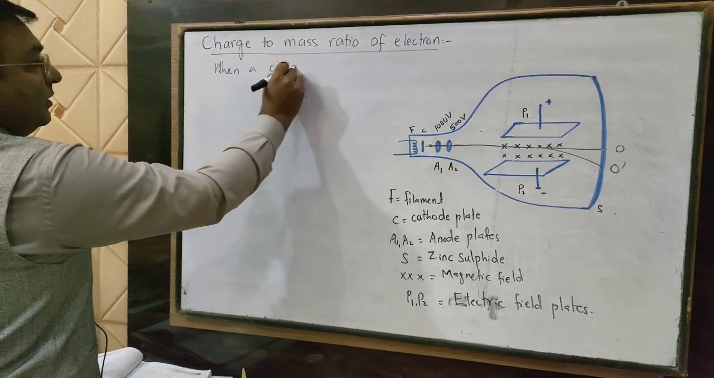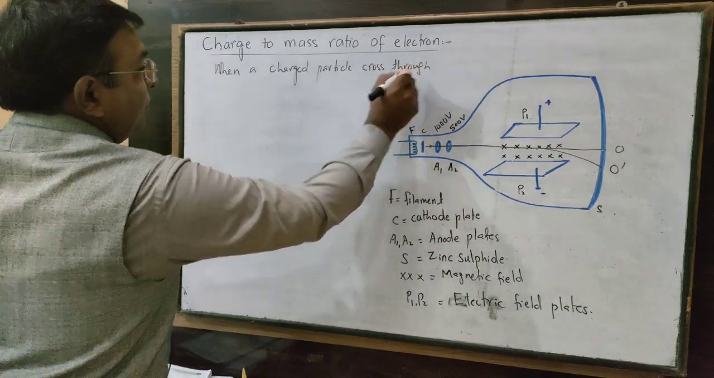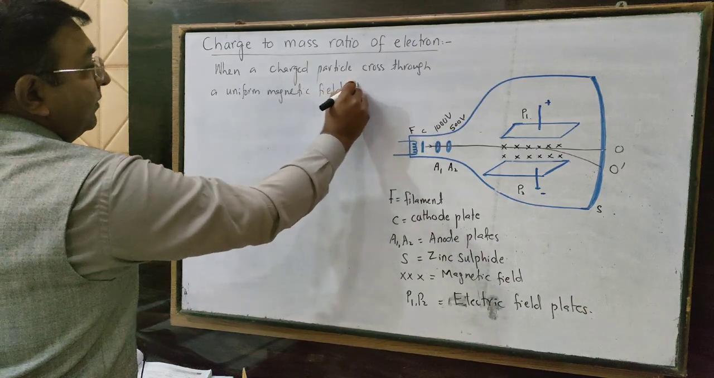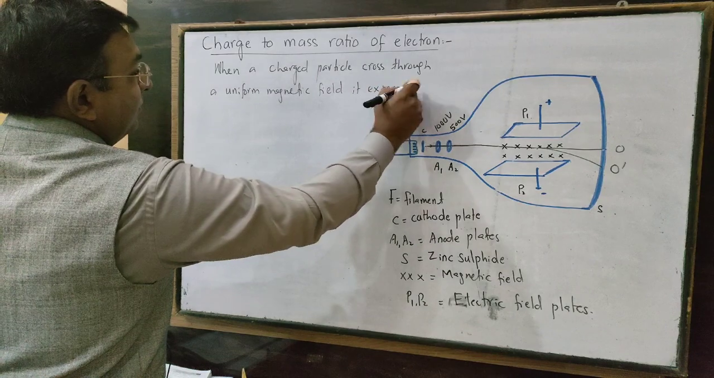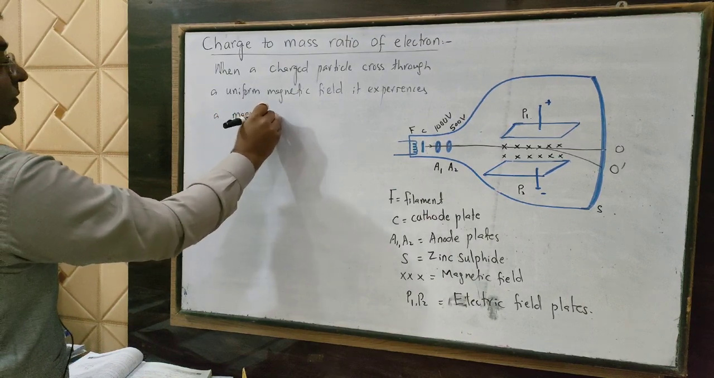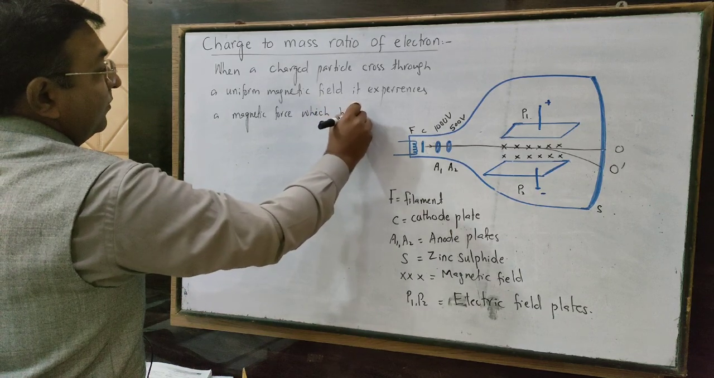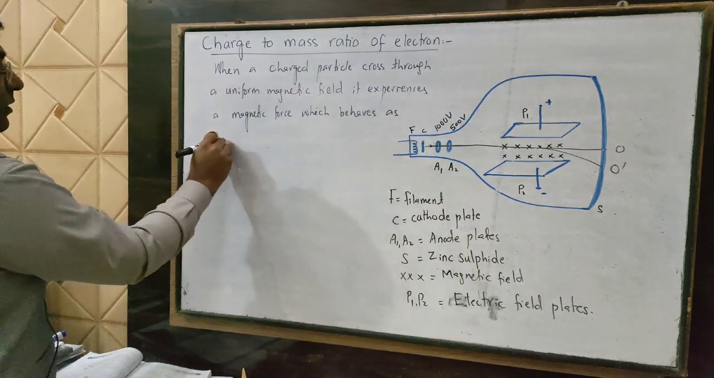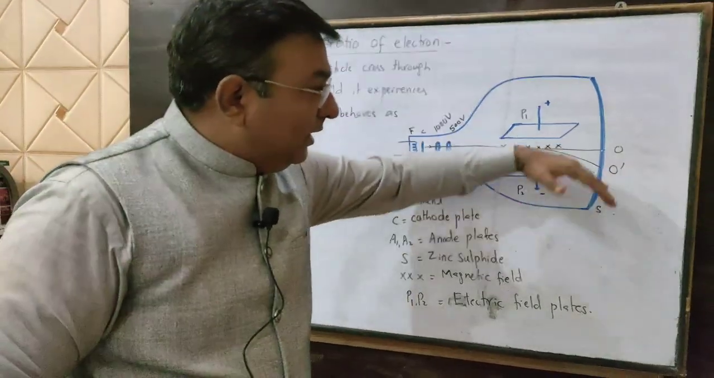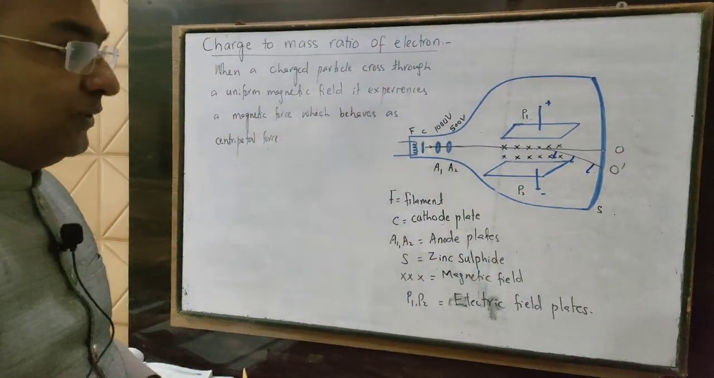when a charged particle crosses through a uniform magnetic field, it experiences a magnetic force which behaves as centripetal force. For example, if we look at every point of this circle, the force is always acting in the direction of the center of the circle.